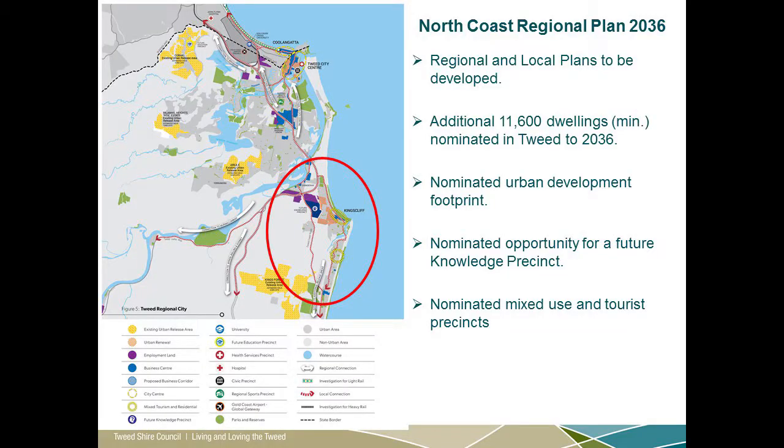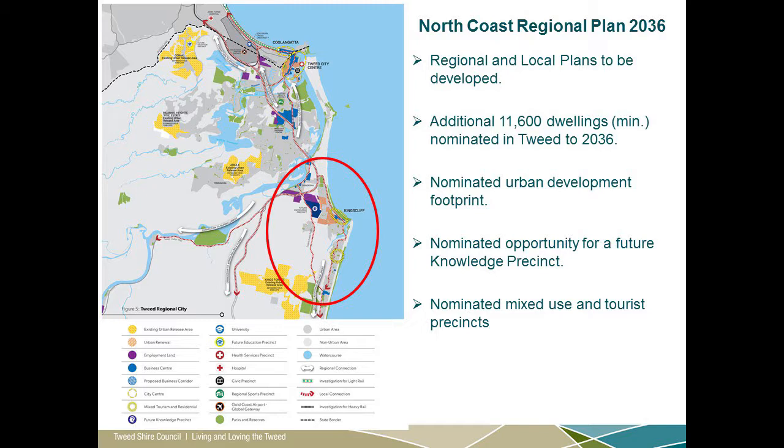The regional plan nominates an urban footprint, just for your interest as well. It has also picked up and acknowledged a future knowledge precinct in the north, opposite the golf course, south of the light industrial estate. It also nominates and acknowledges the existing mixed use and tourism precincts as being important.